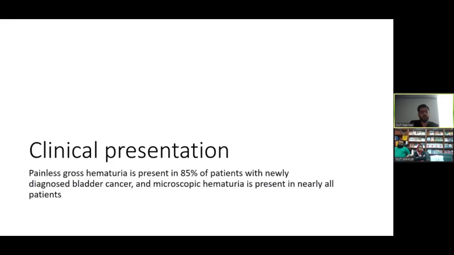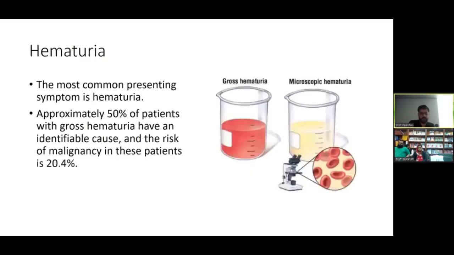Painless gross hematuria is the single most important clinical presentation. We see that a lot in our clinics. It is present in about 85% of patients with newly diagnosed bladder cancer. Microscopic hematuria is also present in nearly all patients. Unlike many other cancers, bladder cancer does present itself, so it is very rare that a patient may have an incidental finding of bladder cancer. The presence of blood in urine is, as told, the most common symptom of bladder cancer.